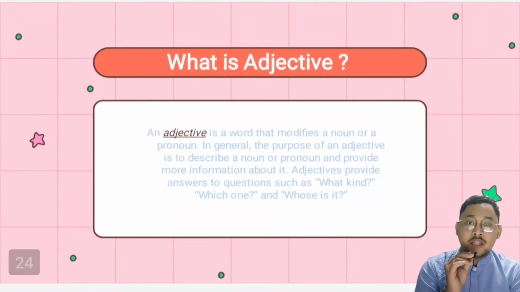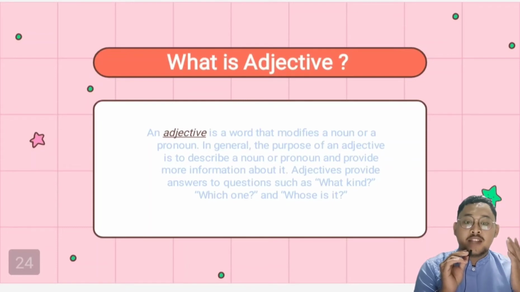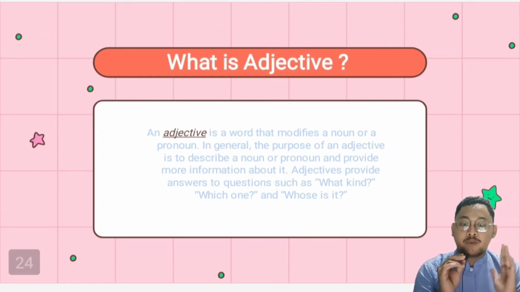Okay, thank you. Now about adjectives. What is an adjective? An adjective is a word that modifies a noun or pronoun. In general, the purpose of an adjective is to describe a noun or pronoun and provide more information about it. Adjectives provide answers to questions such as what kind, which one, and whose is it.